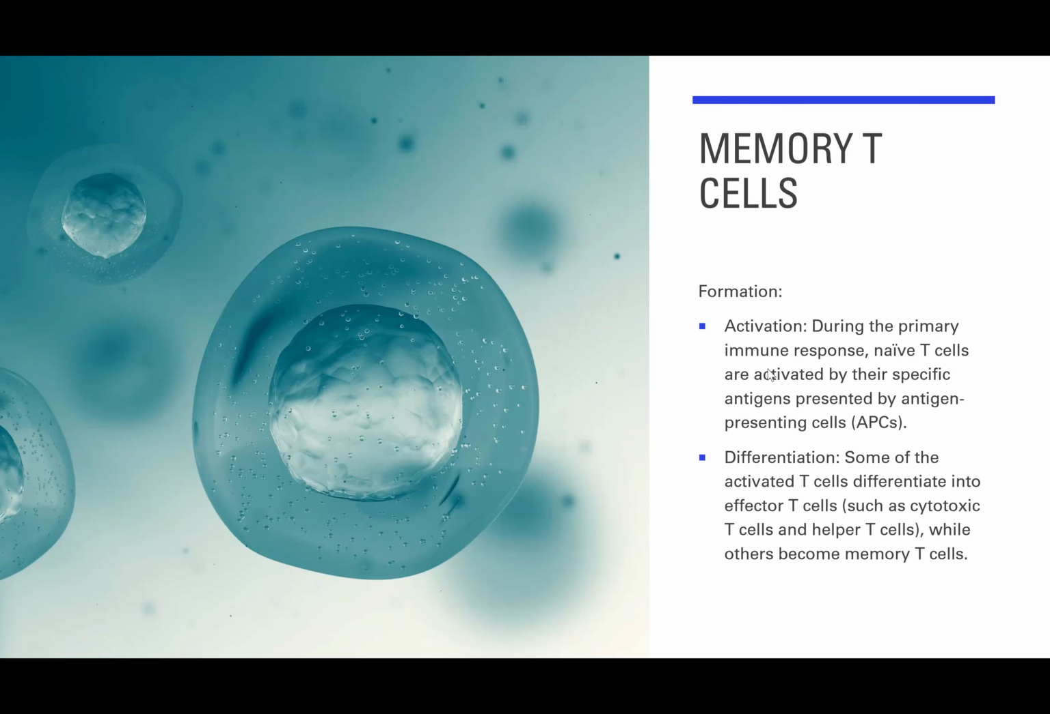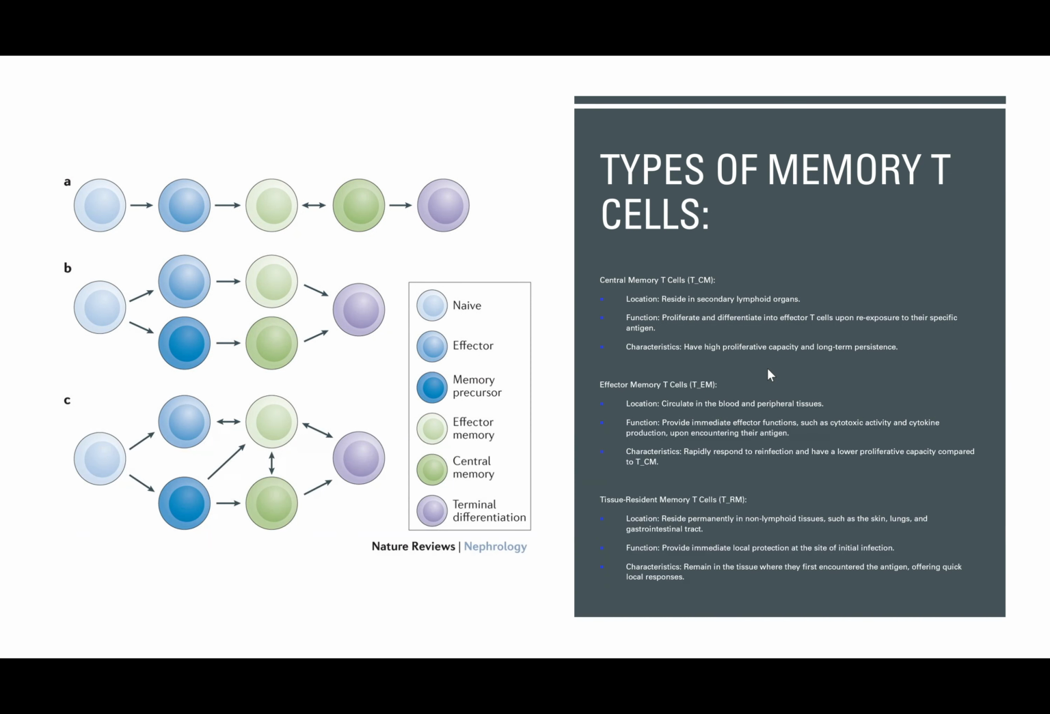The memory T cells, however, generally do the same thing. After they bind to antigen presenting cells, cytokines will be produced, and they will cause the T cells to differentiate into cytotoxic T cells, helper T cells, and memory T cells. So the memory T cells now, we're looking at the different types. You have the central memory T cell, effector memory T cell, and the tissue resident memory T cell.